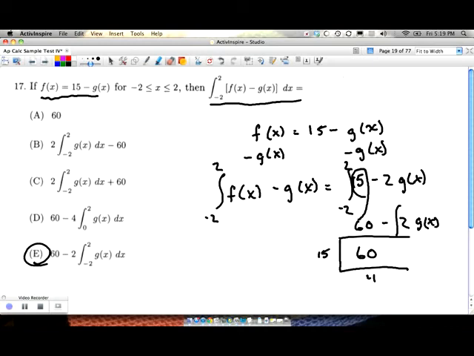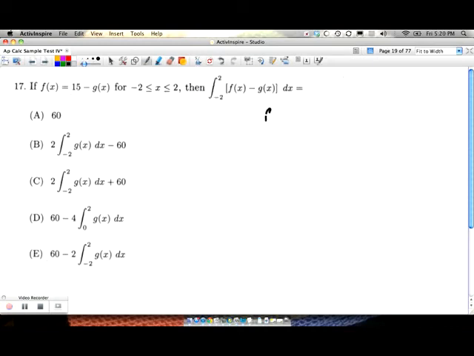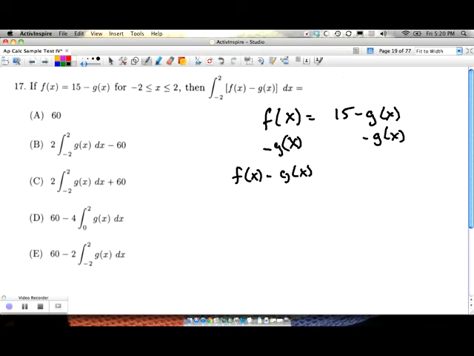So let's see if I can give you guys a picture that shows where all that is. I'm going to restart this problem now that I know where it's going. We start with the original relationship, f of x equals 15 minus g of x. If I subtract g of x from both sides, then I got f of x minus g of x equals 15 minus 2g of x. Now I'm going to integrate everything from negative 2 to 2.